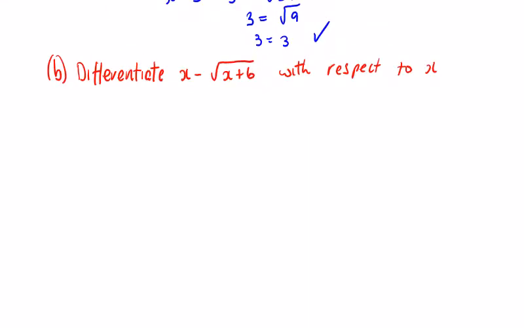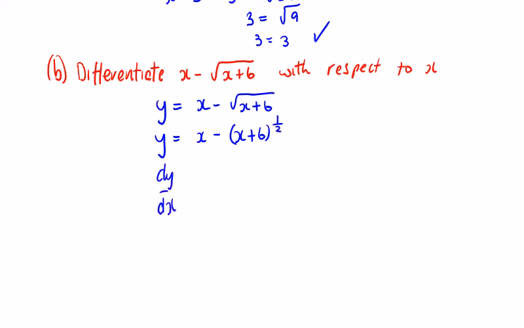Part B, we're asked to differentiate x minus the square root of x plus 6 with respect to x. So if we let y equal x minus the square root of x plus 6, it's probably easier to write it as x minus x plus 6 to the power of a half. So differentiating this, dy/dx, x goes to 1, minus the half goes in front, and we have x plus 6 reduced in power by 1, to the power of minus a half.